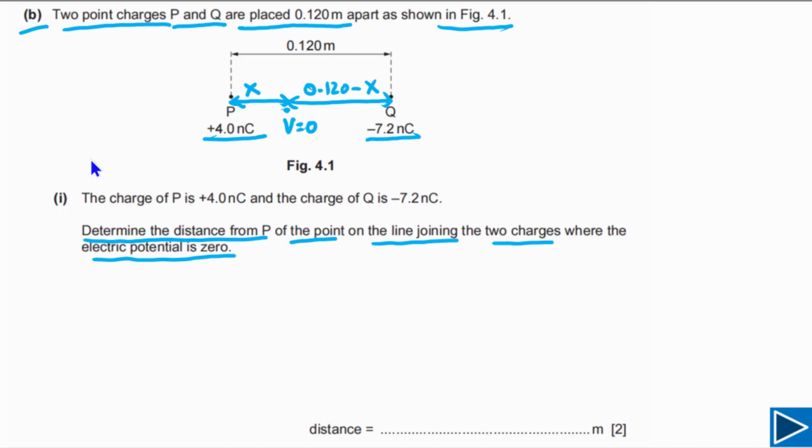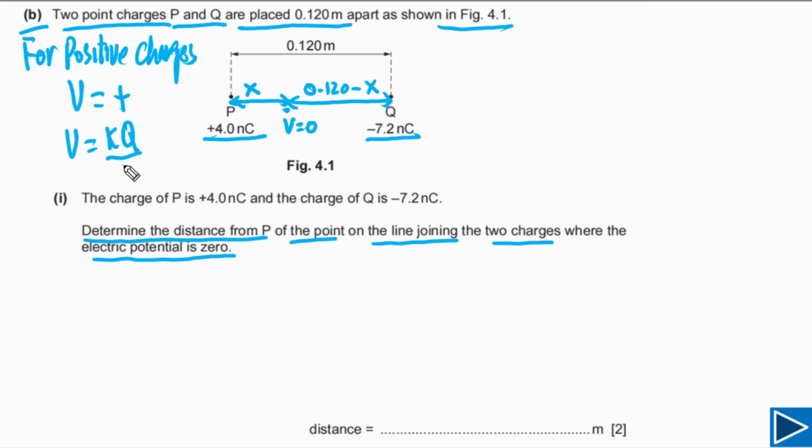Now, first of all, let's try to understand a little bit about potential. For positive charges, the potential is positive. Why is potential positive? Because V is equal to kQ over r. If Q is positive, it means V is also positive. Very important point. You need to enter the sign. For negative charges, potential is negative.